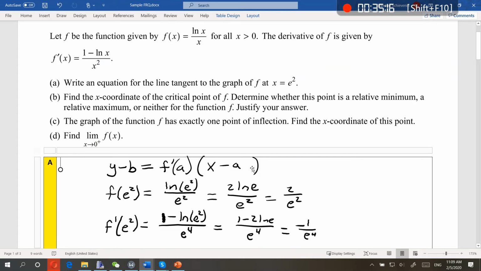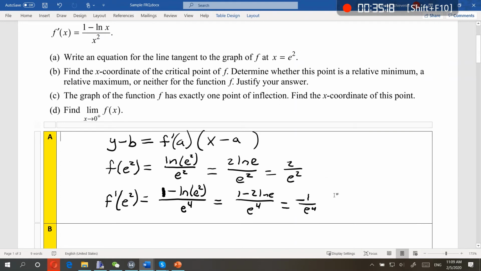Okay, and now we just need to put it together in order to get our tangent line. Where do we get the e to the 4th power? My x value is e squared, and my f prime has x squared in the denominator. So if I square e squared, that'll be e to the 4th power, right? Yeah. Okay, cool. I think I'm out of room, so I'm going to give myself another line or so.